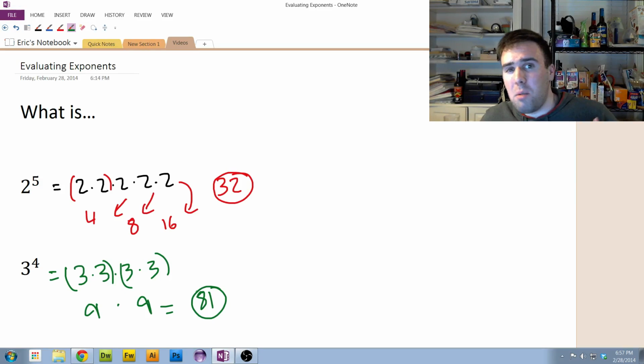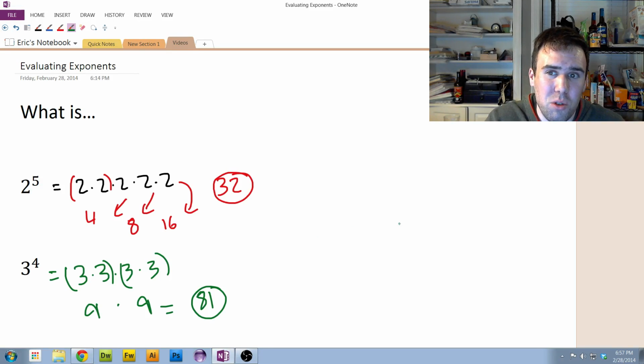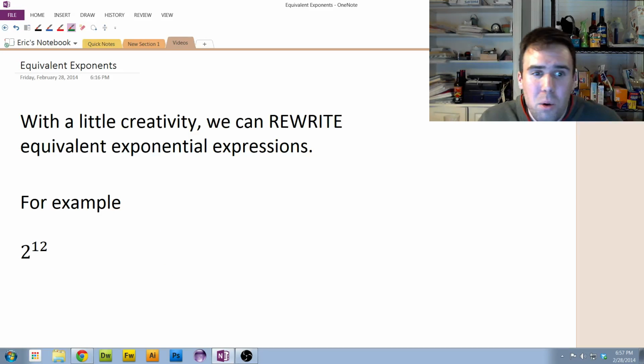Now one of the things I find most fascinating about exponents is that you can have one number be represented by more than one type of exponential expression. What we have right here is 2 examples, and if you notice, 2 to the fifth, 3 to the fourth, those give us 2 completely different numbers. But sometimes you can have 2 exponential expressions that represent the same numbers. So that's kind of what I want to show you guys. With a little creativity, we can rewrite any exponential expression in an equivalent form.